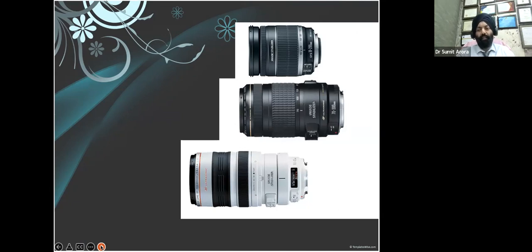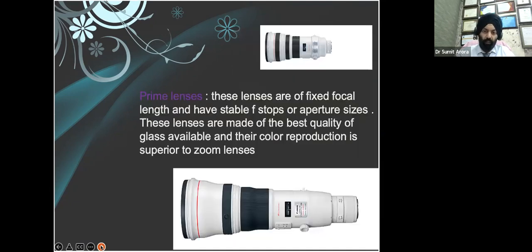They are generally like 18-25, 100-300, 200 to 400. You can zoom in and zoom out. The other one is prime lenses. They have a fixed focal length. You cannot zoom in, you cannot zoom out. When you want a closer photograph, you have to move towards the subject. The lens is not going to do anything.